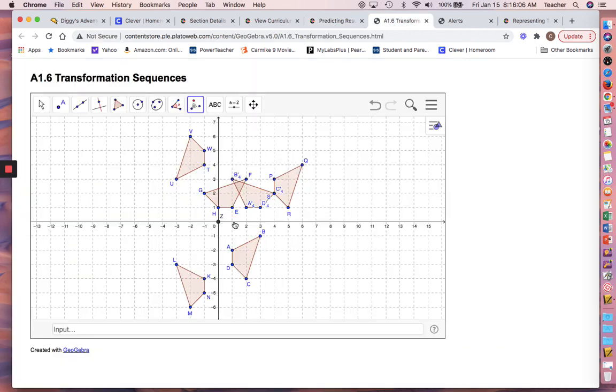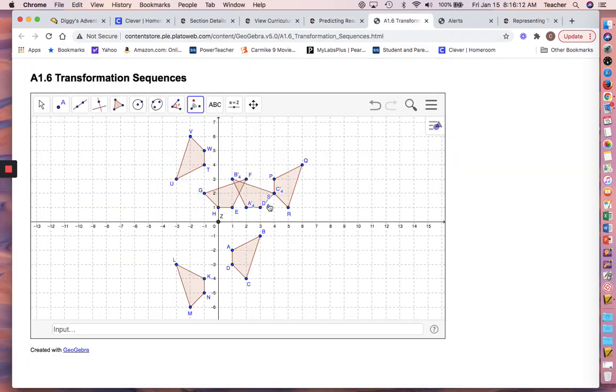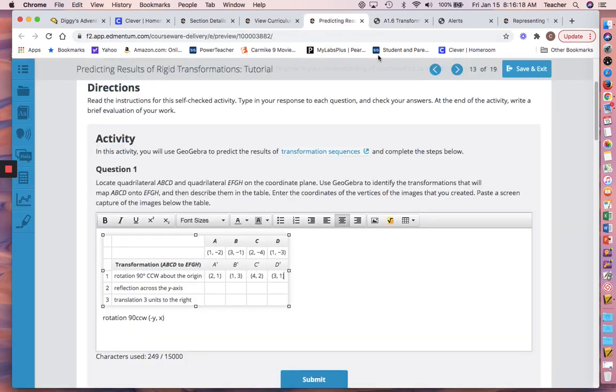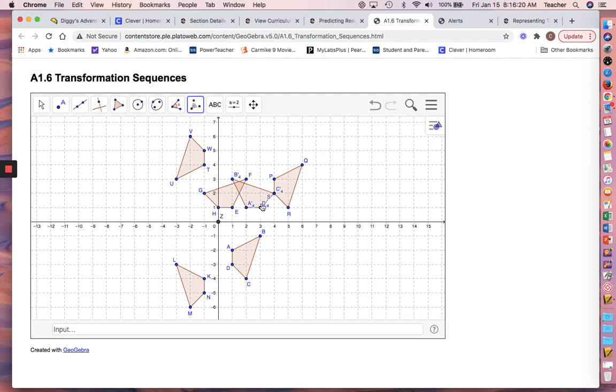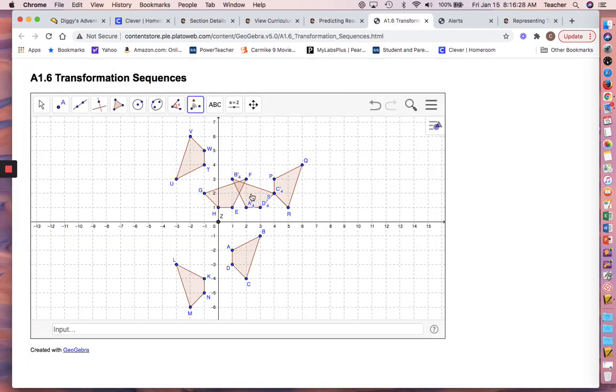B prime is 1, 3. And that's what I have. C prime over here is the ordered pair 4, 2. And that's what I have. And of course, D prime right here, that's the ordered pair over 3, up 1. So it's going to be 3, 1. So whether you use the cheat code or you use GeoGebra, there's the first move.